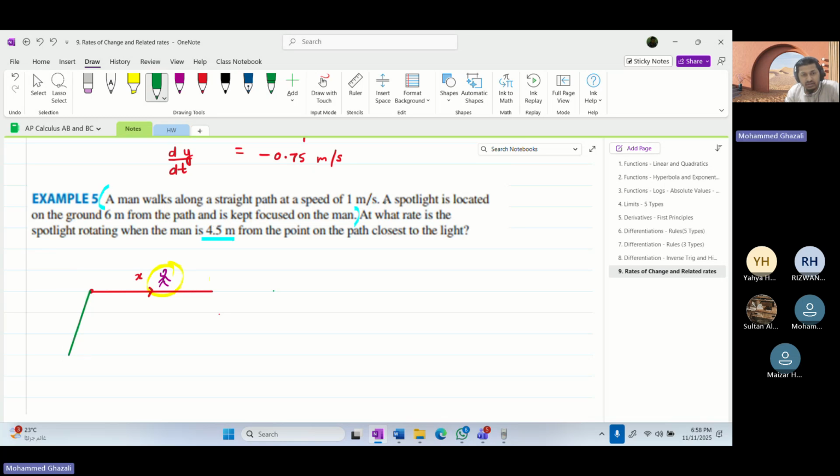A man walks along a straight path at a speed of 1 meter per second. So see where the man started. A man walks along the straight path and the spotlight is located 6 meters from the path. So there's a path over here he's going to take, right? So it's 6 meters here, and there's a spotlight over here on him. So as he's walking, the spotlight is on him. Are we good?